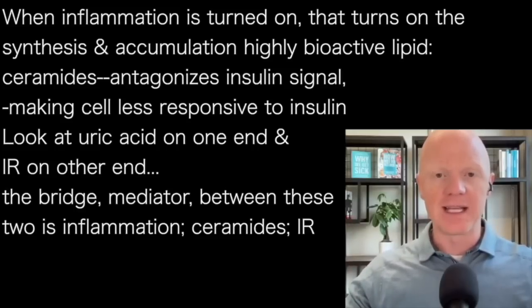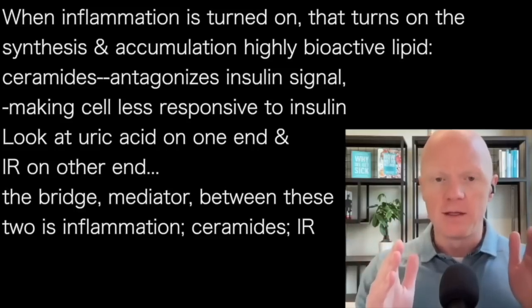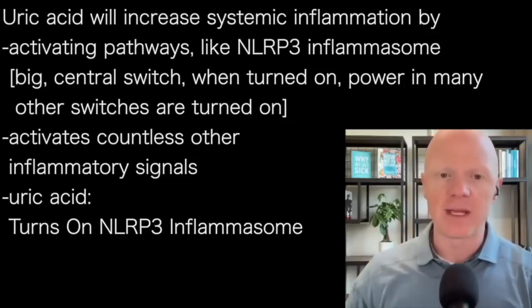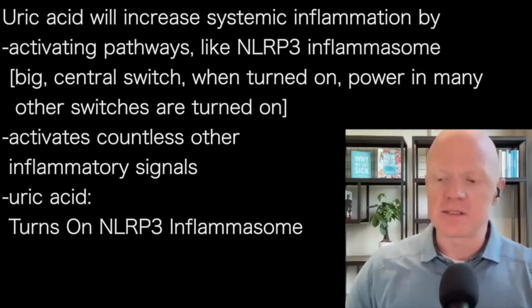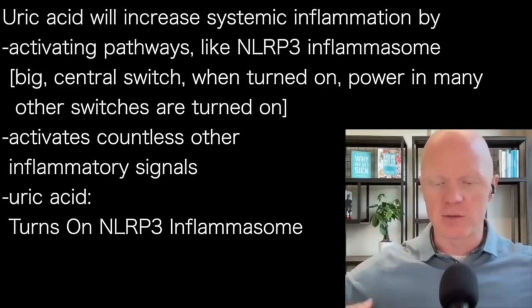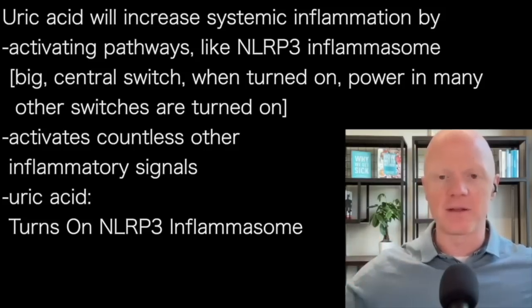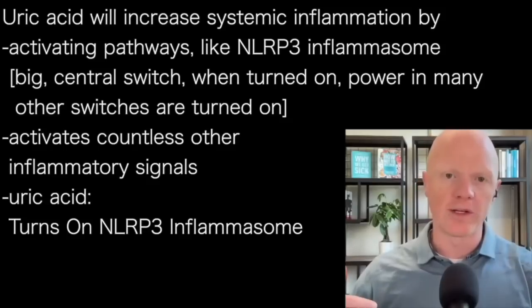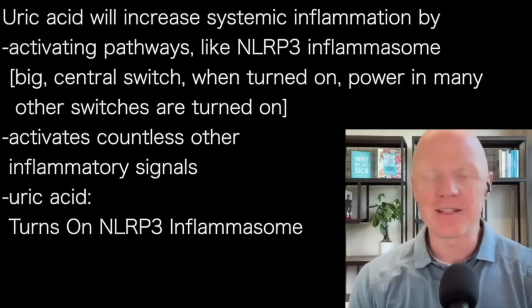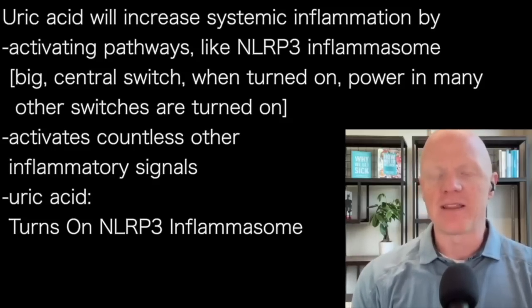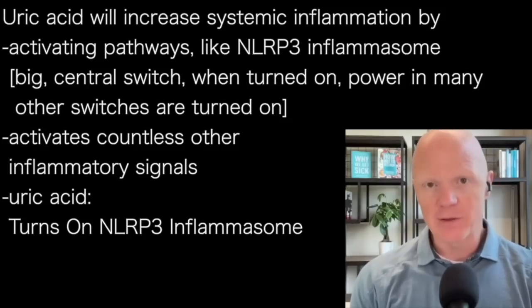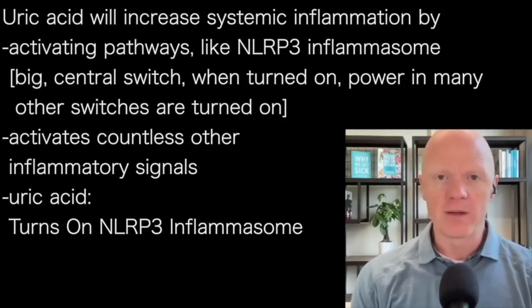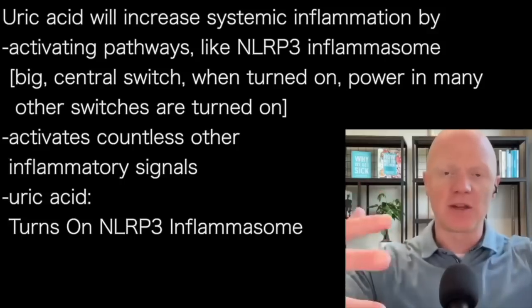So it's worth wondering then how important is the inflammation? And it is massively important. So uric acid will increase systemic inflammation. So inflammation is occurring throughout the body rather than inflammation coming from a wound or a general infection. It increases the systemic inflammation by activating pathways like the NLRP3 inflammasome. Now, anytime you hear that suffix "ome," it means it's a kind of broad, encompassing thing.